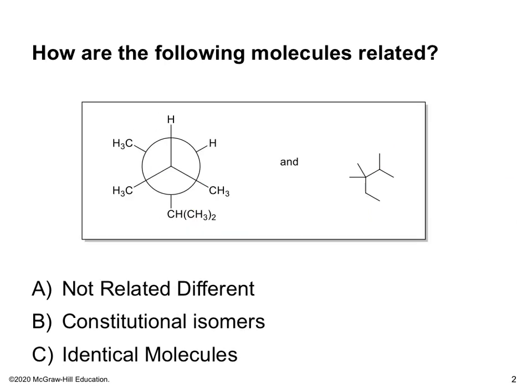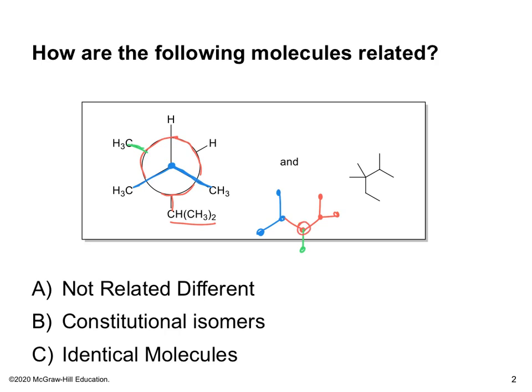All right, how are the following molecules related? So this is another example. Here you have this compound, and you need to get this Newman projection out of the Newman projection. So let's do this here, CH3, CH3, and then we'll go to the back carbon here, and then CH, CH3, CH3, and then we have this CH coming off of that carbon here, and that is your back carbon.